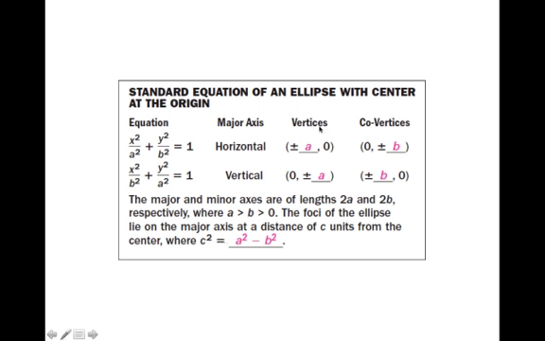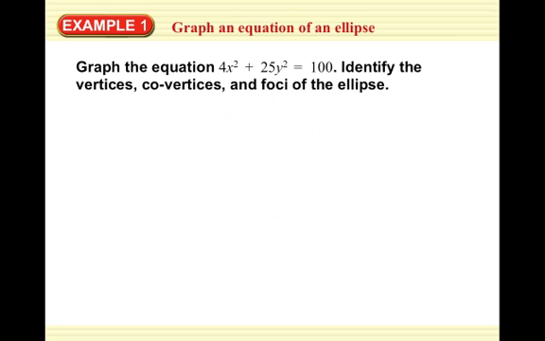They lie on the same axis as the vertices, and they are a distance of c units from the center, where c squared equals a squared minus b squared. Now, if you're worried that you're not going to be able to memorize all this, don't, because you are going to be given these formulas on a formula sheet. I just want you to be able to use them.